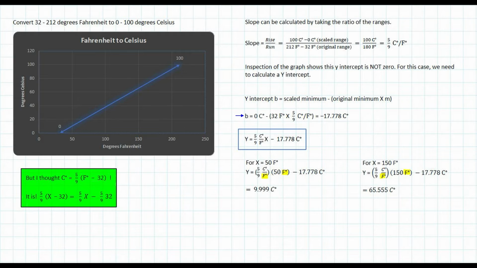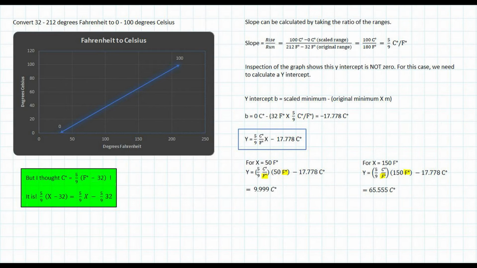17.778 degrees Celsius. If you want to keep this number as accurate as possible, then keep the fraction of 5/9 rather than converting to decimal. This gives us a final equation of y equals 5/9 x minus 17.778 degrees C. If x equals 50 degrees Fahrenheit, then y is equal to 5 over 9 times 50 degrees Fahrenheit minus 17.778 degrees Celsius, which is equal to 9.999 C if we use the decimal approximation for the y-intercept.